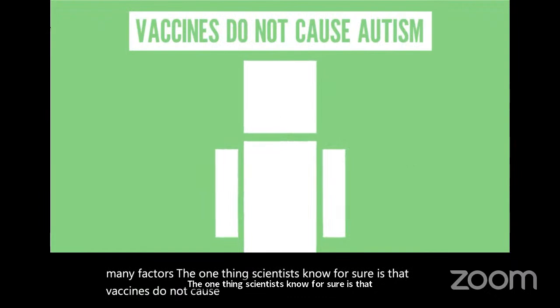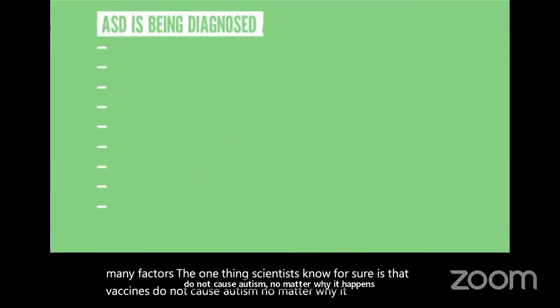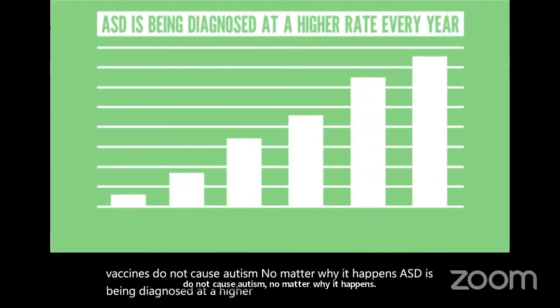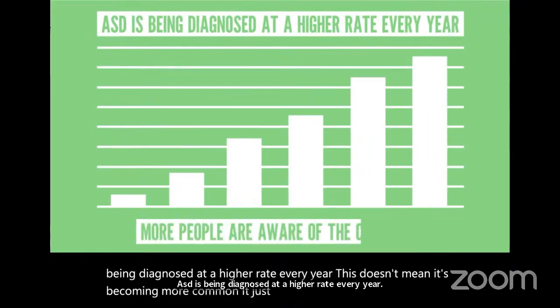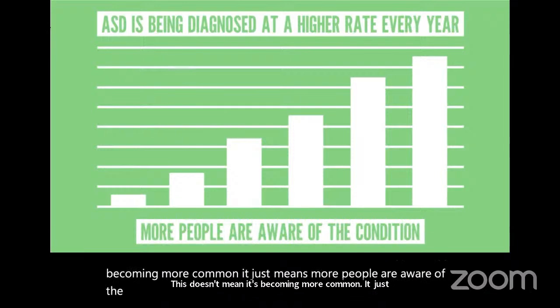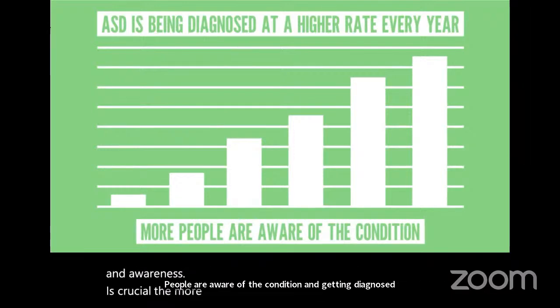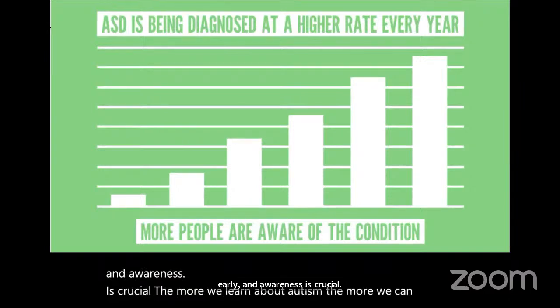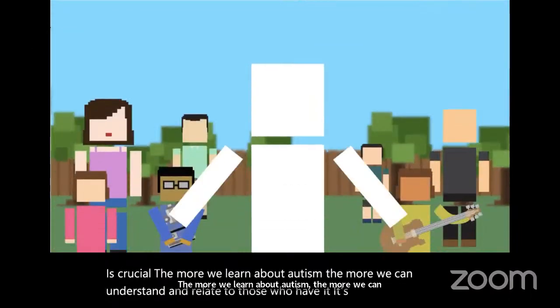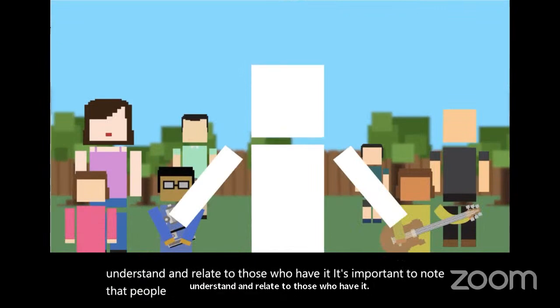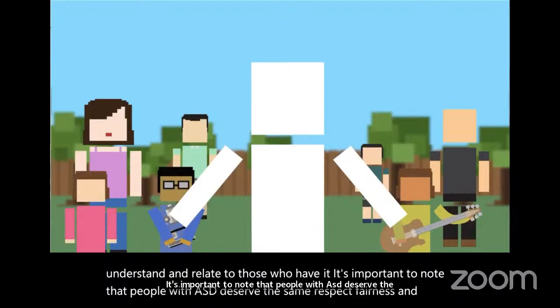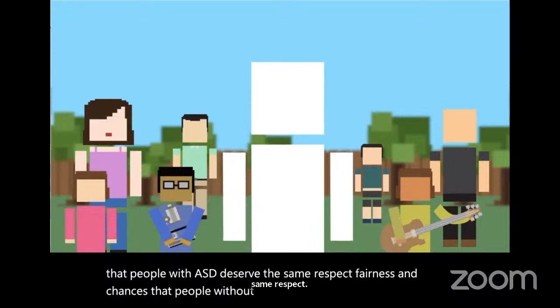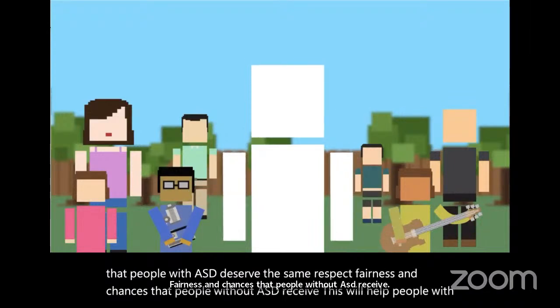No matter why it happens, ASD is being diagnosed at a higher rate every year. This doesn't mean it's becoming more common. It just means more people are aware of the condition and getting diagnosed early. And awareness is crucial. The more we learn about autism, the more we can understand and relate to those who have it. It's important to note that people with ASD deserve the same respect, fairness, and chances that people without ASD receive. This will help people with ASD adapt and grow in our communities.